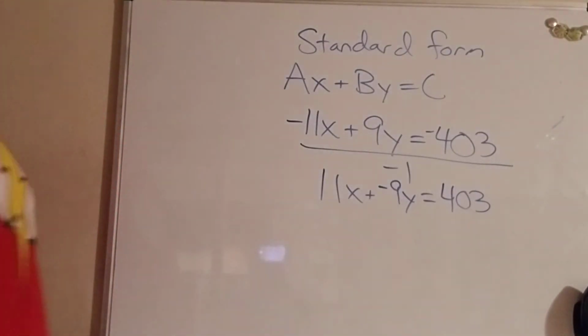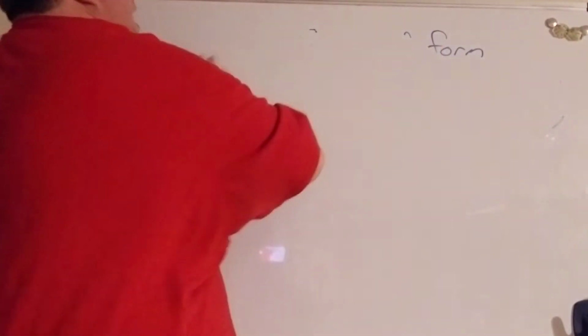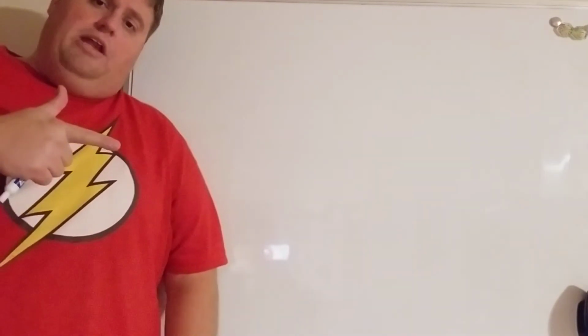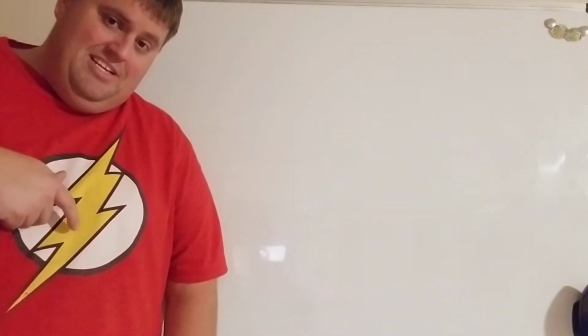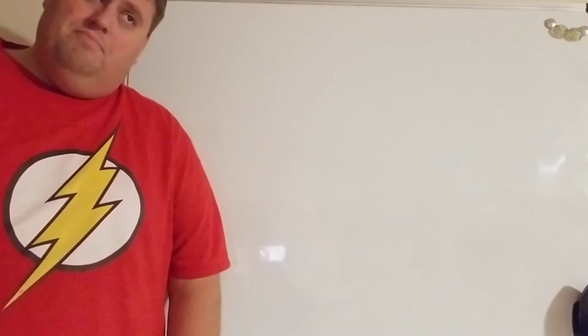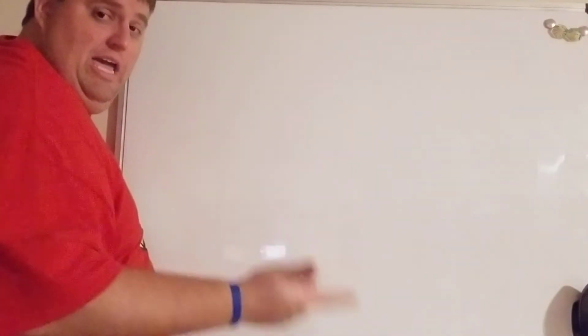So you're probably sitting there like, all right, Mr. Odie, I get standard form, x and y on the same side. How is that actually helpful to me? Well, it's not the most helpful. It doesn't tell you the slope. It doesn't tell you the y-intercept. It doesn't even tell you a point that's on your graph. So, not great. But what it is useful for is finding x and y-intercepts.